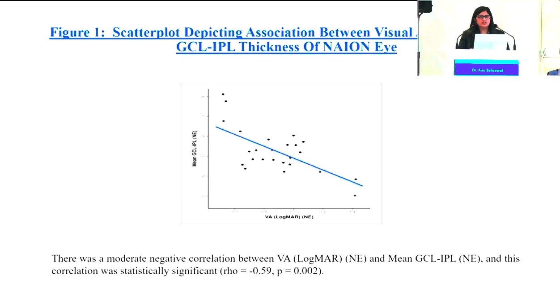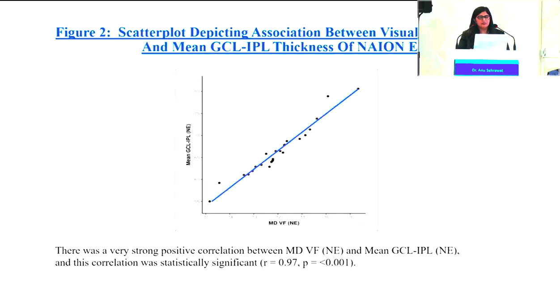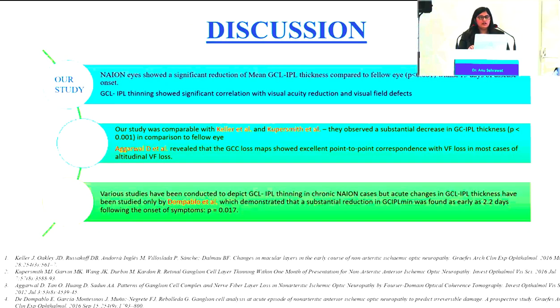This is a scatter plot showing association between visual acuity and mean GC-IPL thickness in NAION patients. There was a moderate negative correlation between the visual acuity and mean GC-IPL, and this correlation was statistically significant. This is a scatter plot depicting association between visual fields and mean GC-IPL thickness, and it showed a very strong positive correlation, and this correlation was statistically significant. Our study showed that NAION eye showed a significant reduction in mean GCL-IPL thickness compared to the fellow eye within 15 days of disease onset. GCL-IPL thinning showed significant correlation with visual acuity reduction and visual field defects.